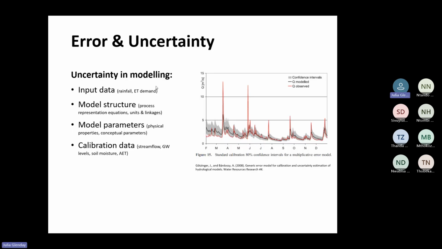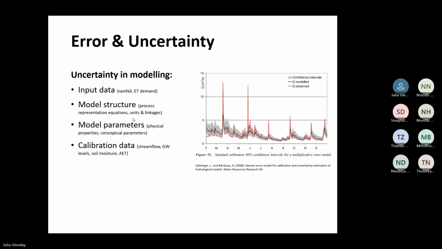So our uncertainty in our modeling comes from uncertainty in the input data, which is always there. Uncertainty in our model structure, it's a simplified representation of reality. We try and get it as good as we can, but it's never going to be perfect. And then uncertainty in our model parameters, like properties of the vegetation and the soils. And some more conceptual parameters, which are things that describe forms of equations.